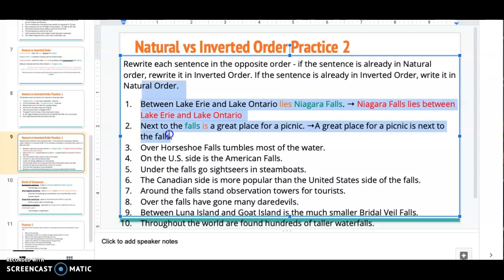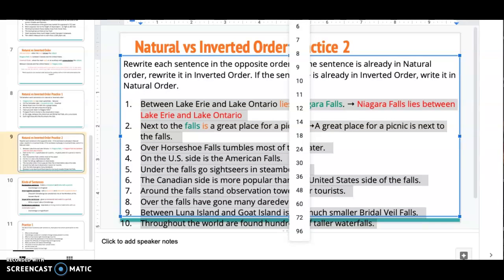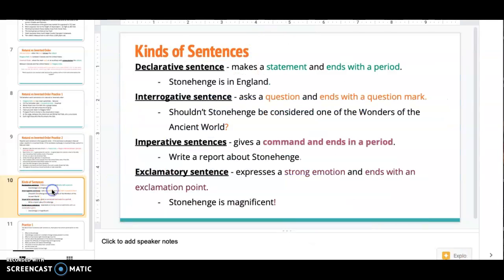Let me just switch our size here. Let's make this more so it fits better. There we go, okay? And the last thing we're looking at is declarative, interrogative, imperative, exclamatory. We've gone over this before. Declarative is just a statement. It just tells you something, right?